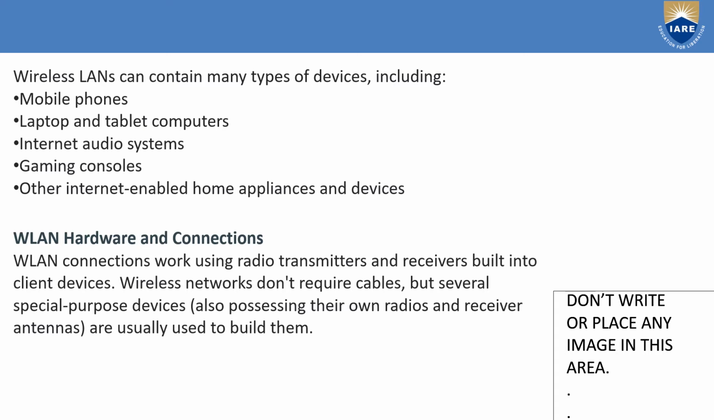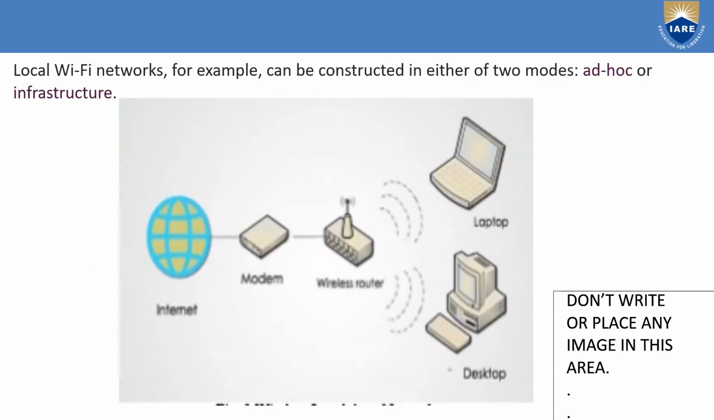LAN hardware and connections. LAN connections work using radio transmitters and receivers built into client devices. Wireless networks don't require cables, but several special purpose devices also possessing their own radios and receiver antennas are usually used to build them. Local Wi-Fi networks, for example, can be constructed in either of two modes, ad hoc or infrastructure.